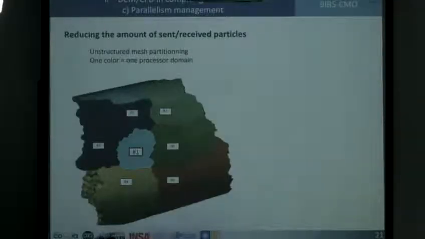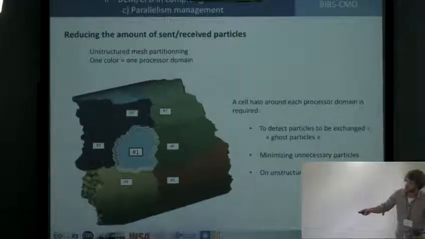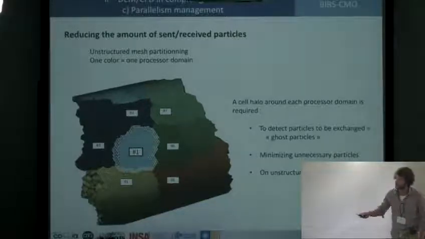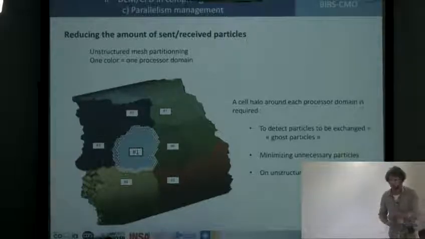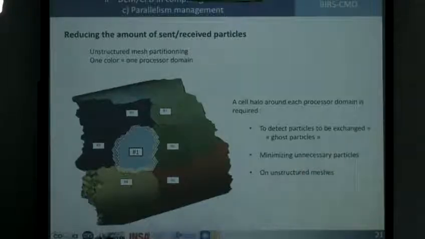So here, taking the example of a cylindrical part of a simulation domain, a mesh with tetrahedra, one color stands for one processor domain, and we are interested in processor 1 here. So what we have to do is, again, define a cell halo around the processor 1 domain in order to identify only the necessary particles, without identifying particles that are too far. These will be the ghost particles that will be sent by the other processors to processor 1, and we have to deal with unstructured meshes still.